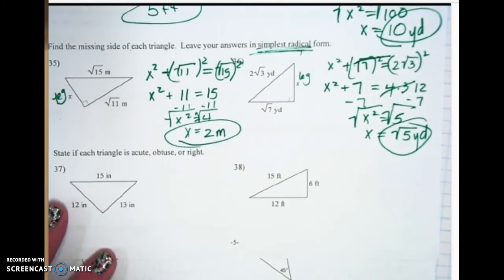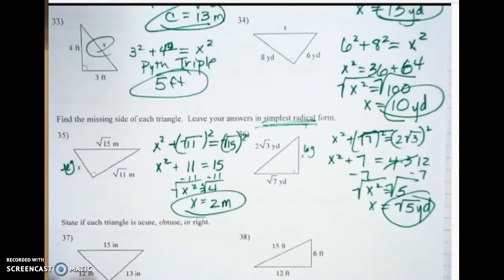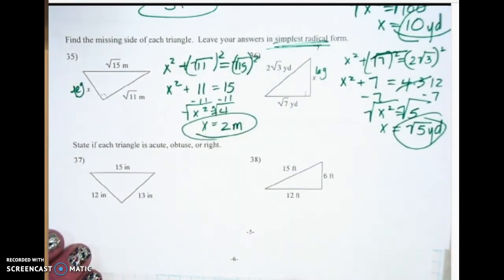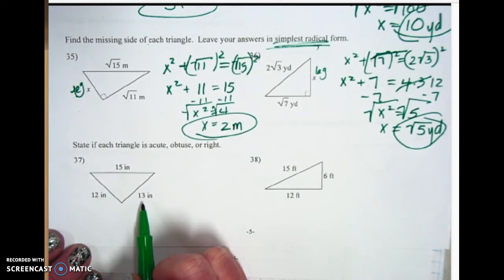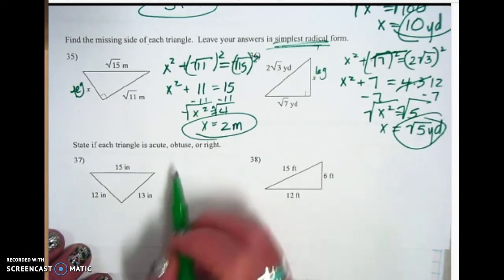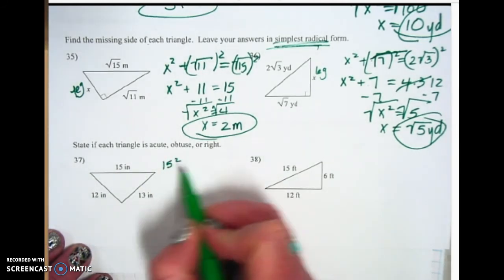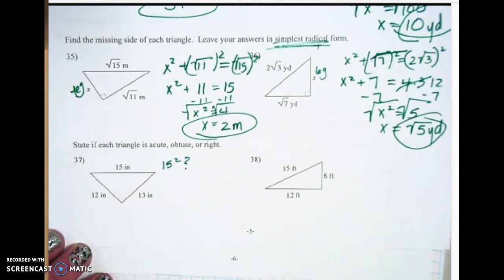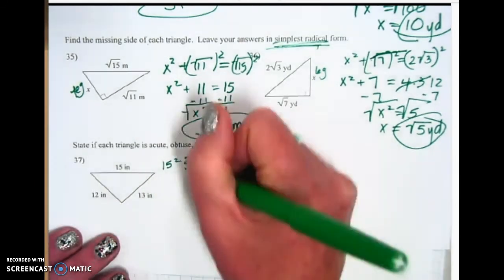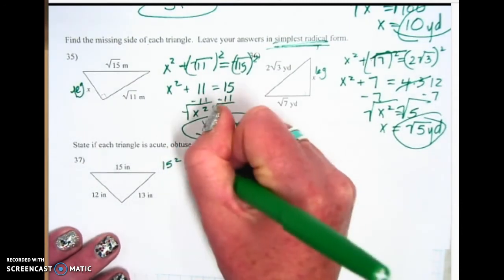State if each triangle is acute, obtuse, or right. First, we need to check and make sure it is a triangle by adding the 2 smaller sides together. 12 plus 13 is 25, and that's greater than 15, so it's definitely a triangle. But we want to take the longest side, square it, and see if it's less than, greater than, or equal to the 2 shorter sides squared and added together.